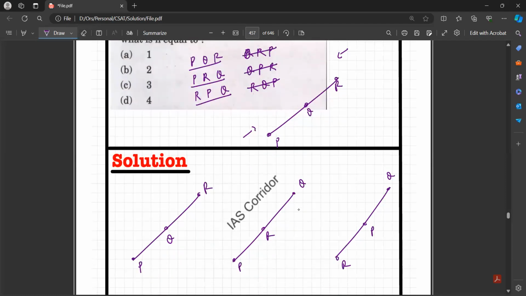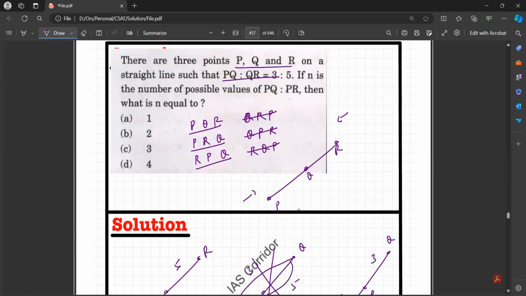Now, PQ is to QR is 3 is to 5. Possible? PQ is 3, this is 3, this is 5. Is it possible? No, this case is not possible. PQ is 3, QR is 5. If QR is 5, then this becomes 2. This is also possible.